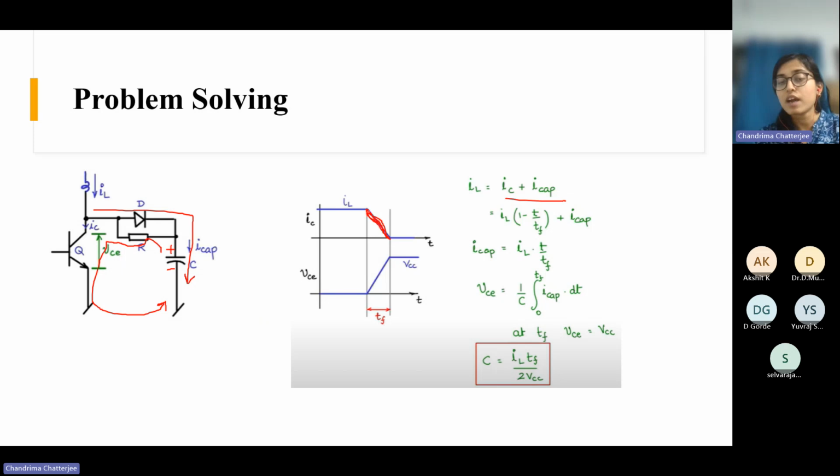As you turn off the switch, the current will fall and we assume it a linear fall. So the equation we can write like this. And again, what is the capacitor current? The capacitor current is IL times t by tf, because here IL will cancel. So I capacitor is equal to IL times t by tf. And what is VCE? The potential across the switch is basically the voltage across the capacitor. So that is 1 by C integral i dt.